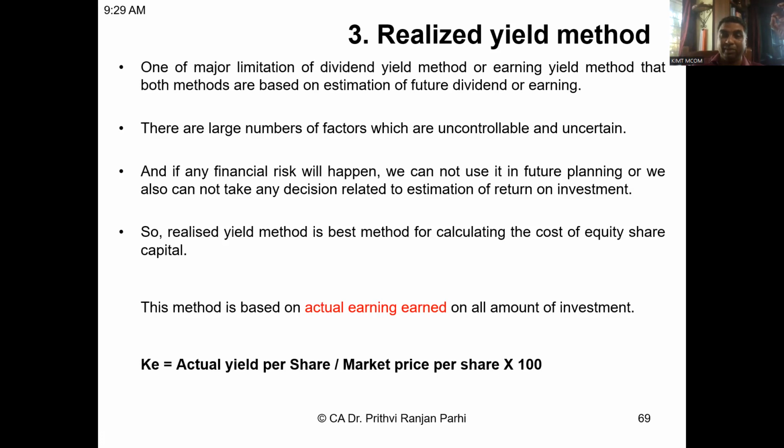But this data should be available. What is the actual yield? If total yield is given, total yield divided by number of shares, you can get actual yield per share, divided by market price per share into 100 to make it a percentage. So you will be able to arrive at cost of equity by using this formula.